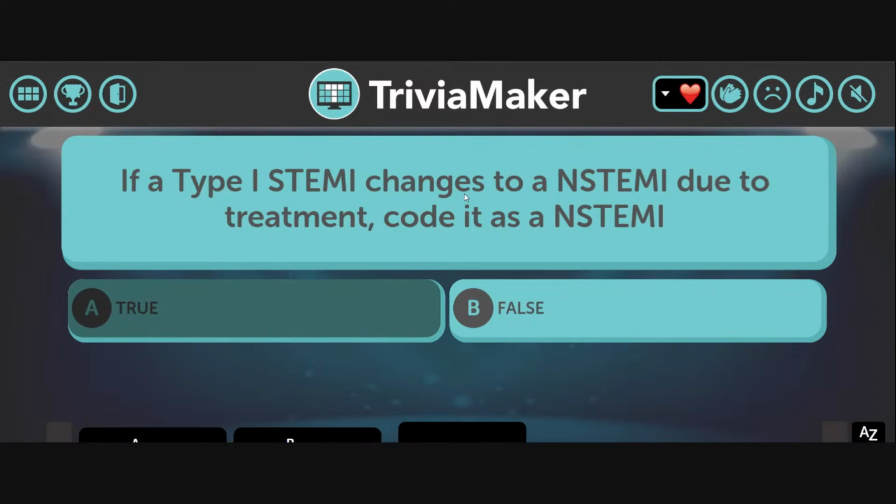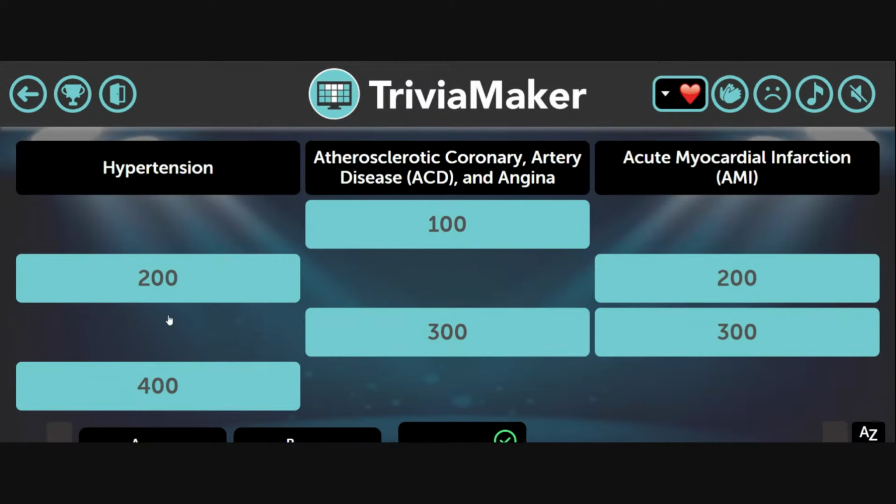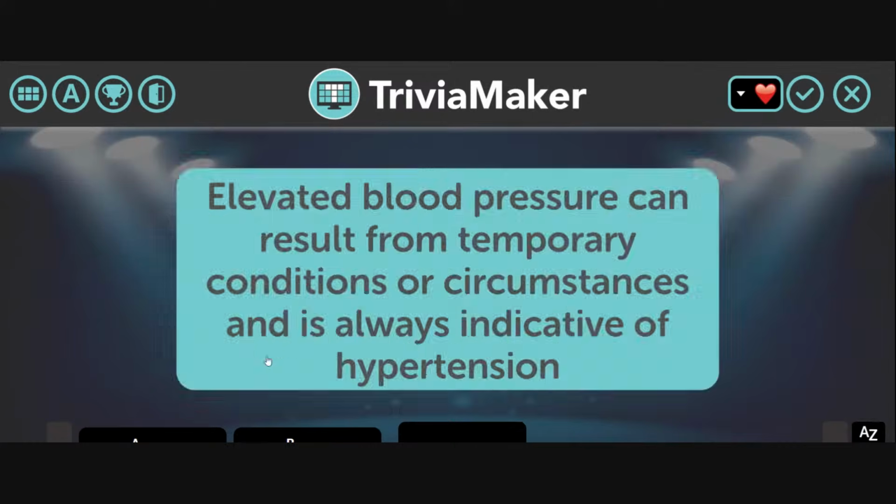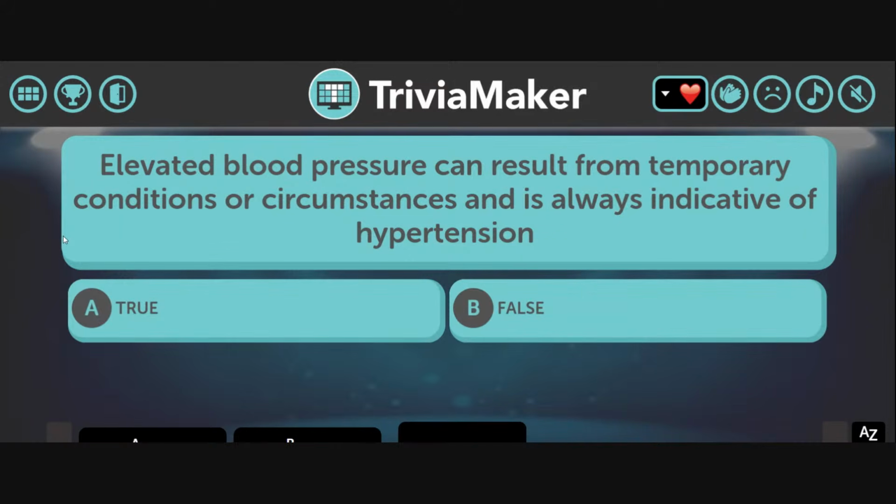All right. Let's move right back to hypertension and let's go to 400. All right. So, true or false? Elevated blood pressure can result from temporary conditions or circumstances and is always indicative of hypertension. True or false? Is this always indicative of hypertension? What do we think, guys? Let me know in the chat.